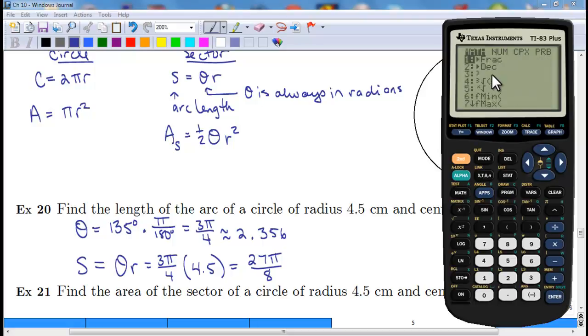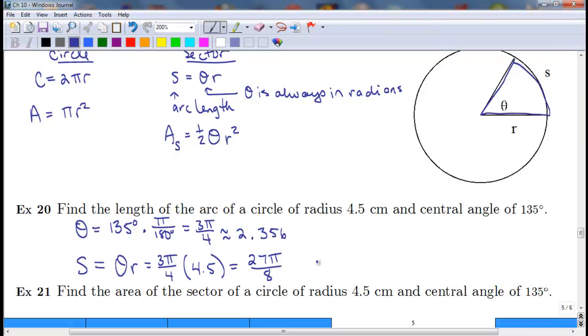If I hit math, and then that first option is frac, then I will get the fraction equivalent of the answer. So I get 27/8, and then we have that pi there, which goes in our numerator because it was a multiplication. So this is the arc length. If we wanted an approximation, we could find that. If we wanted to find out how much string or whatever was going around it, we would say that this is approximately 10.6 centimeters. And we always want to make sure that we remember our units for these.